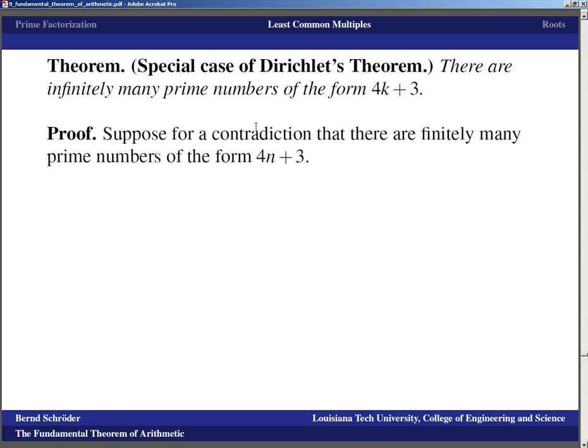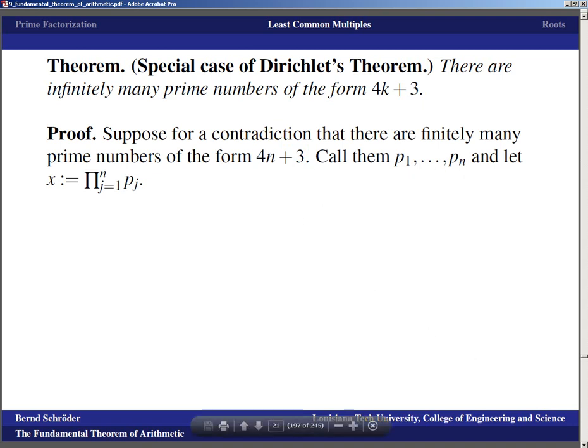Alright, the proof is, well, suppose for a contradiction that there are only finitely many prime numbers of the form 4k plus 3. Well, we call them p1 through pn, and so that n would probably look better as a k. And now it is a k. Well, that wasn't even a mistake, because technically I'm free to use any letter I want here as a dummy variable, but it wasn't pretty. Okay, so these finitely many prime numbers of the form 4k plus 3, we call them p1 through pn, and we let x be the product of those numbers.